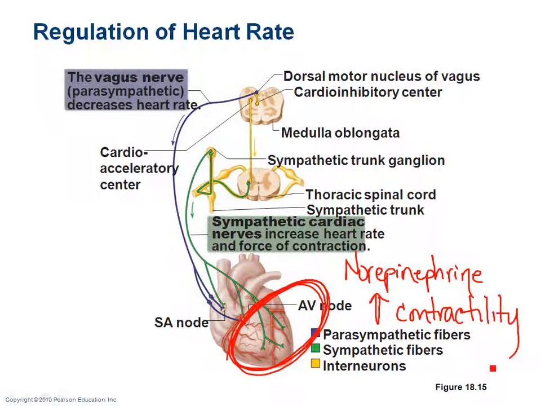Just think about times when you're stressed out, you're panicking over something, or you get scared. What do you notice? Your heart rate goes up, and you can feel like your heart's going to beat out of your chest. That's because the cardiac muscle cells in the walls of your ventricles are contracting much more forcefully. Again, the idea is to increase cardiac output.